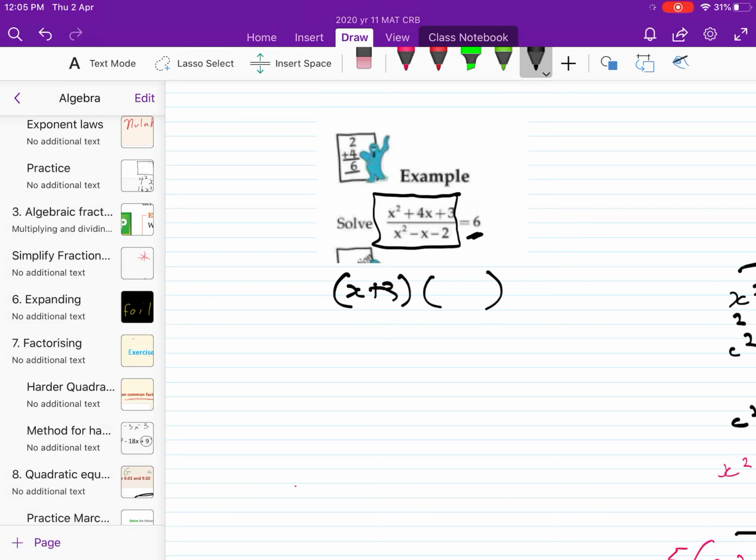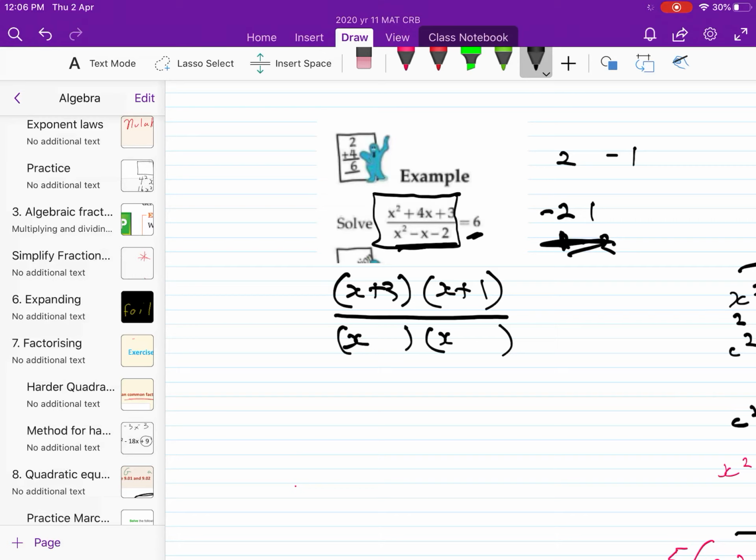So that's going to be x plus 3, x plus 1, right? And then I can factor the bottom part, because that's a quadratic as well. And what is that going to factor down into? That's going to be x minus 2. Can only be minus 2 and 1, or 2 and minus 1. Those are the only options.